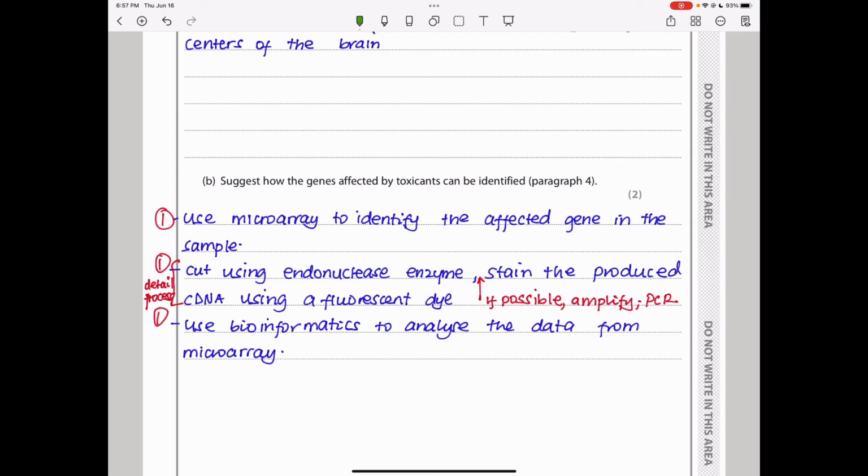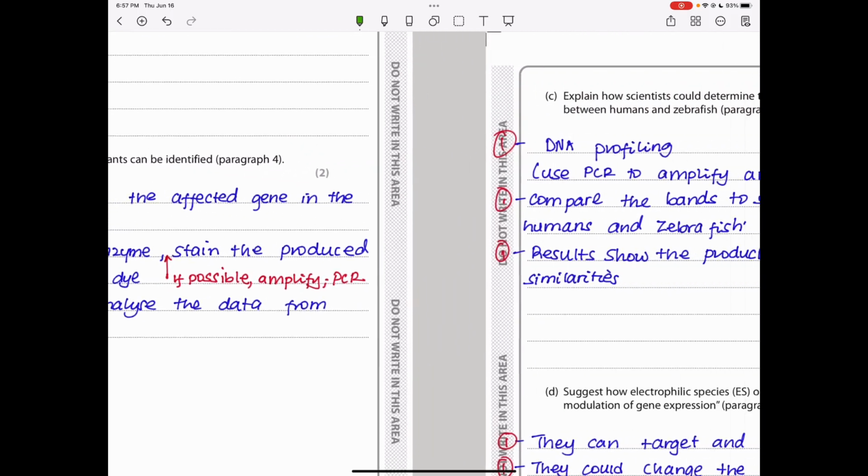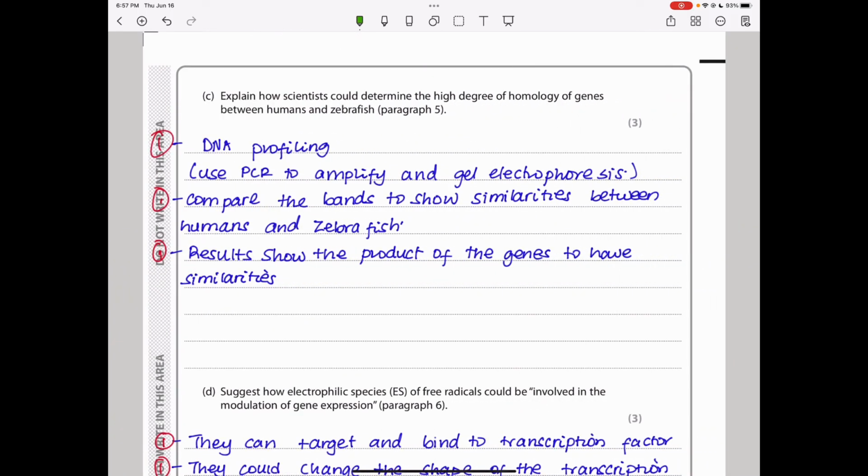The next part is saying, explain how scientists could determine the high degree of homology of genes between humans and zebrafish. If you want to determine the high degree of homology, meaning similarities between humans and zebrafish, this is always going to be DNA profiling. So we'll use PCR to amplify, and then we use gel electrophoresis to be able to compare the bands. So we compare the bands to show the similarities between the bands in the human as well as the bands from the zebrafish.